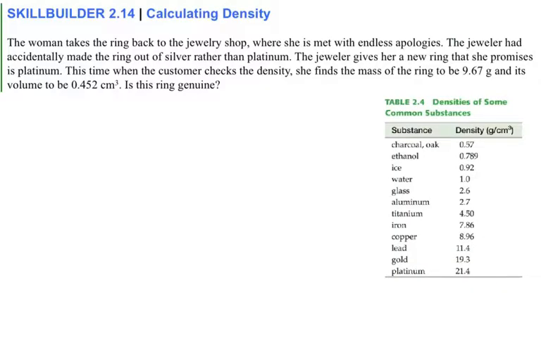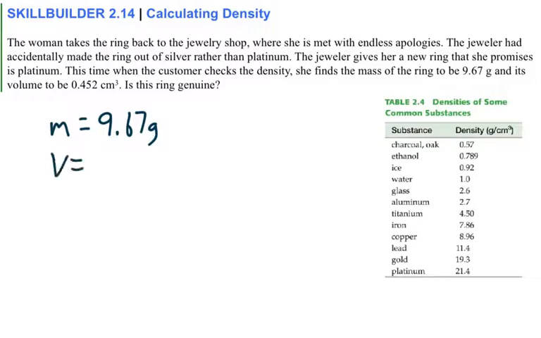Okay? So this time, the woman goes back to the jewelry shop. The person there apologizes, and here's what happens. He basically says it must have been made out of another material, perhaps silver instead of platinum. So she gets a new ring. This time she is promised it's made out of platinum. So the mass of this ring is 9.67 grams.